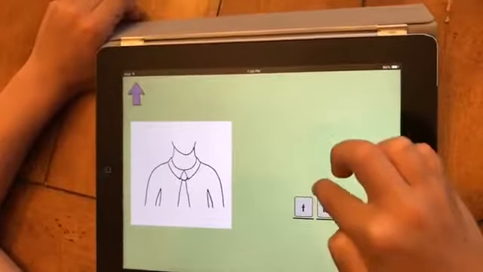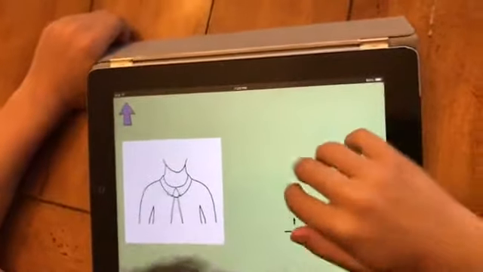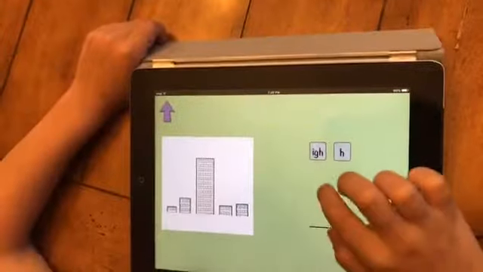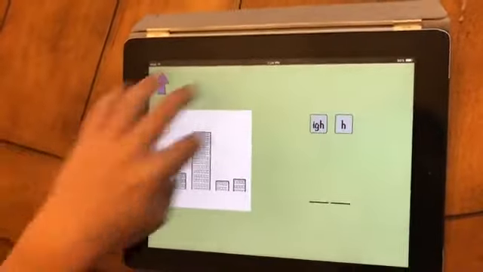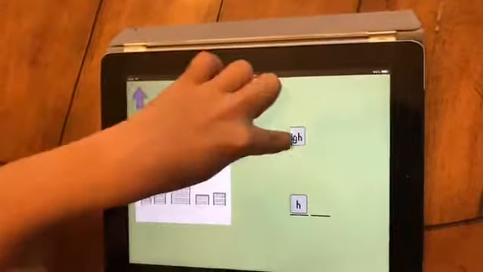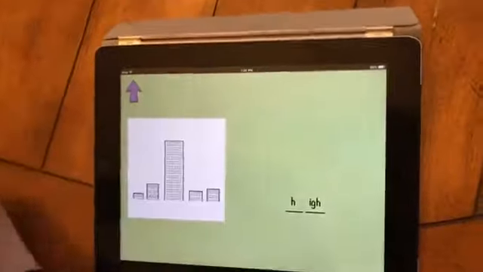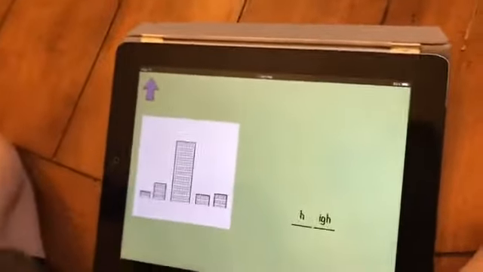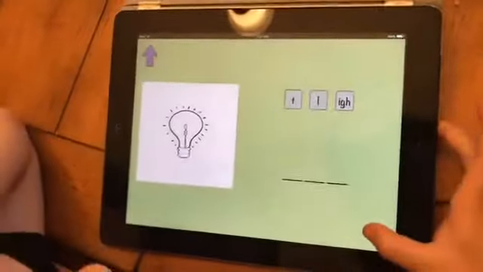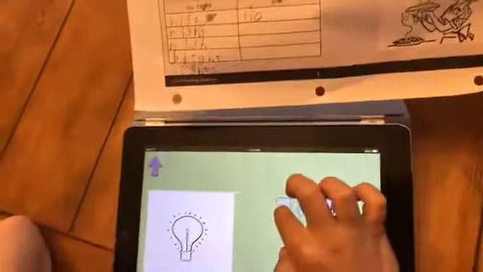Build the I word tie. But it's a different spelling. And that's what I like about this app. It's not just one spelling over and over again. Build the word pie. Unbelievable. Where does that one go? Build the word light.